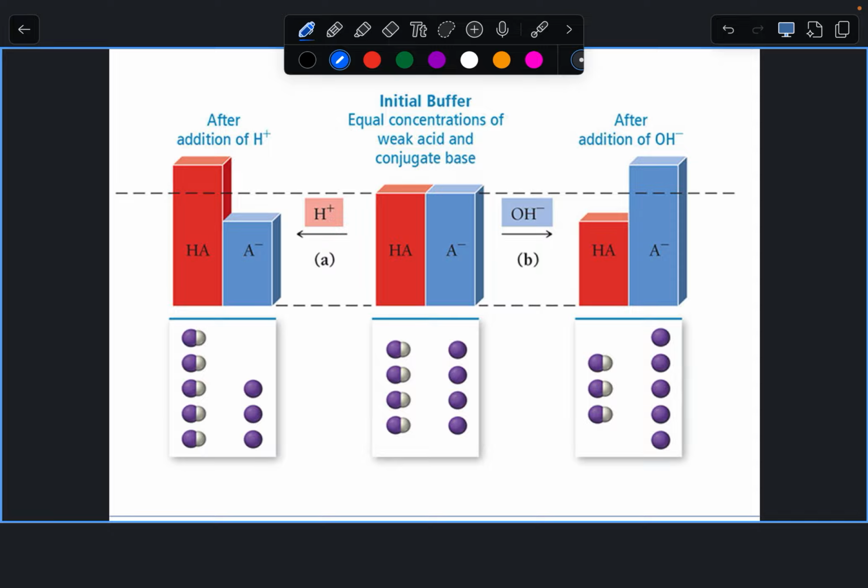Okay, so when you think of buffer, think of keeping it the same. In what other way do we use the term buffer? I'm thinking of a physical thing, like if you have padding or something, right? It minimizes the impact.